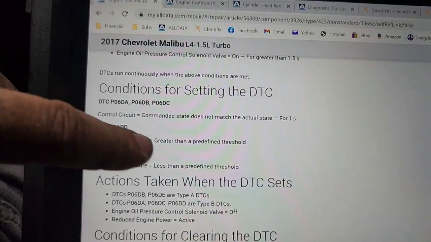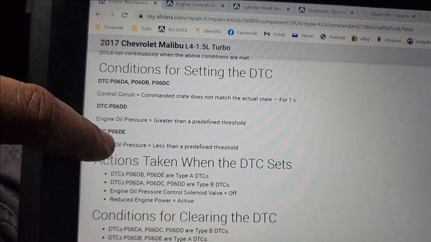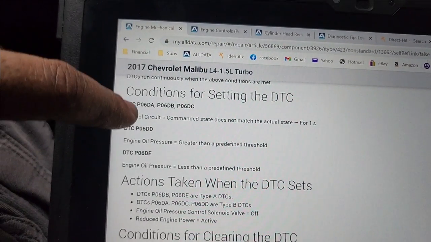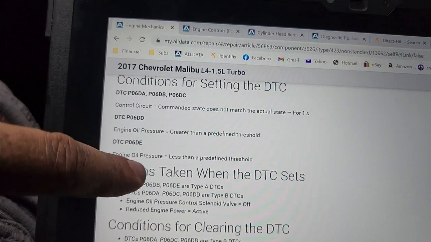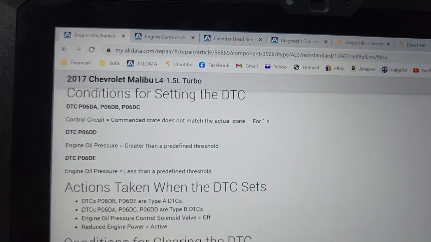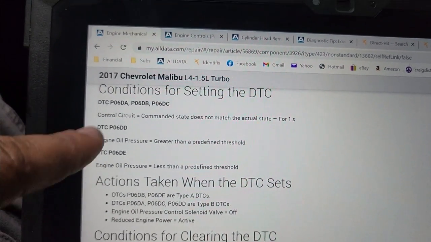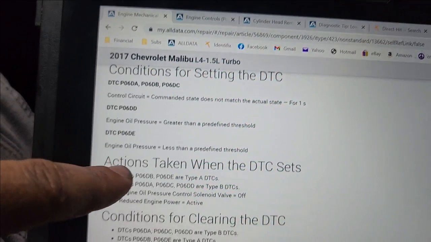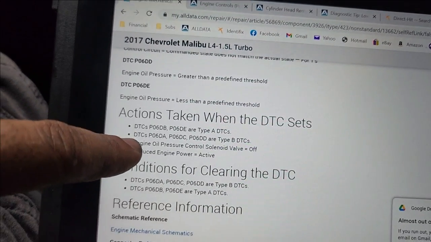All right, going back to this. The engine oil pressure is less than a predefined threshold. We need to know the predefined threshold. DTCs.